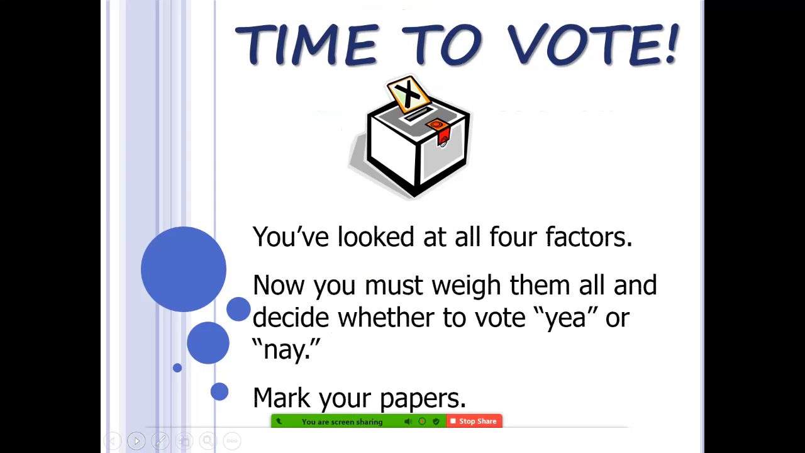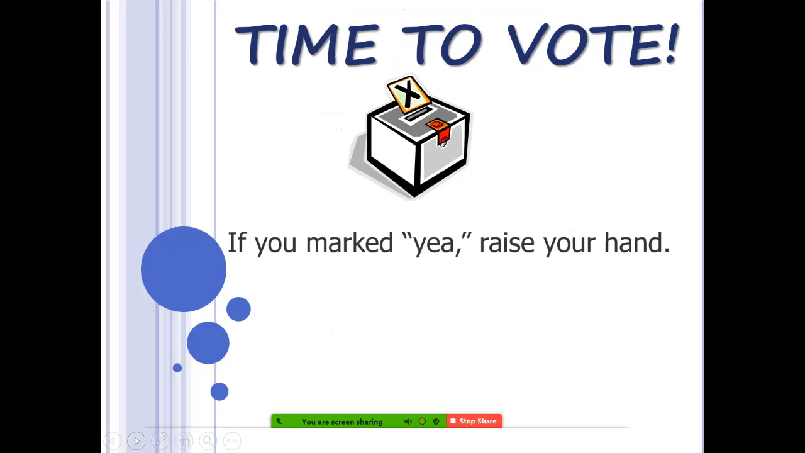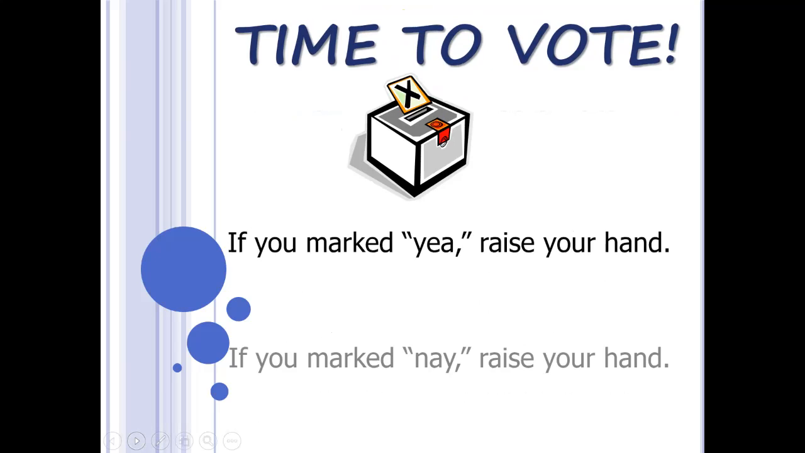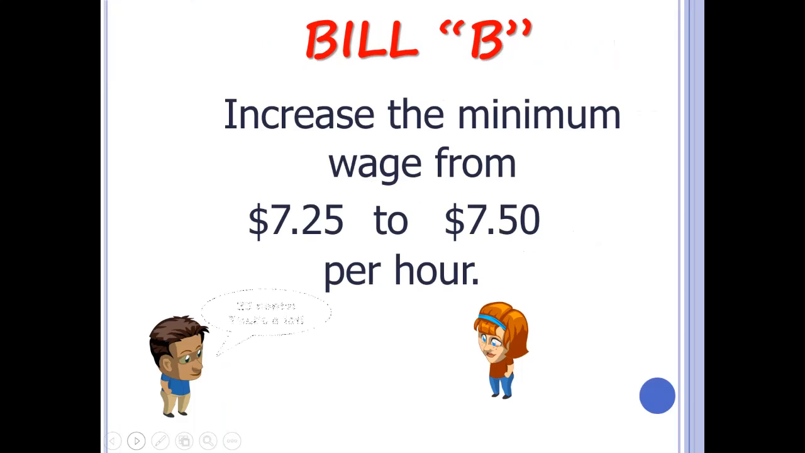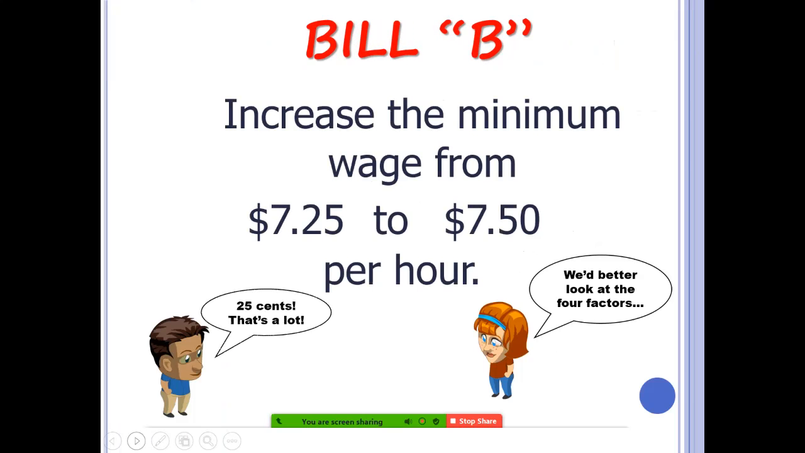Now you get to vote, yay or nay. Yay means yes, nay means no. And this is more applicable to in person. And we'll decide if the bill passes when we get to that in class. Bill B, increase the minimum wage from $7.25 to $7.50 per hour. This is a current topic, although $7.50 isn't the number that's being discussed anymore.